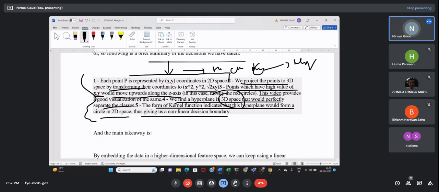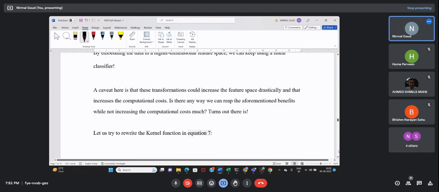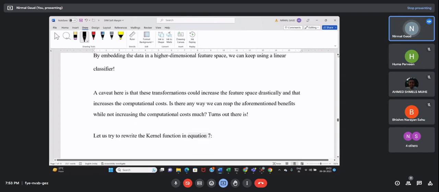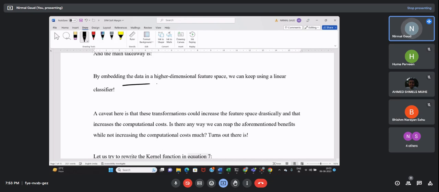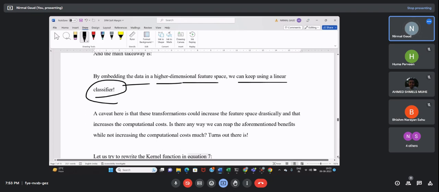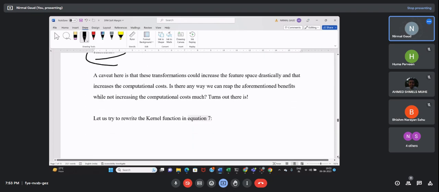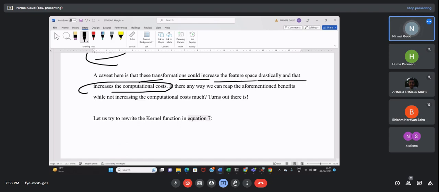Okay, so right now you are having the consideration of a circle. This is the equation which they have taken. Now, by embedding the data into a higher dimensional feature space, we can keep using a linear classifier. Now what does this mean? A caveat here is that these transformations could increase the feature space drastically and increase the computational cost. Is there any way to reduce the computational cost?